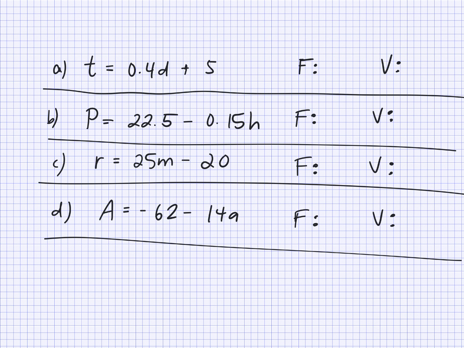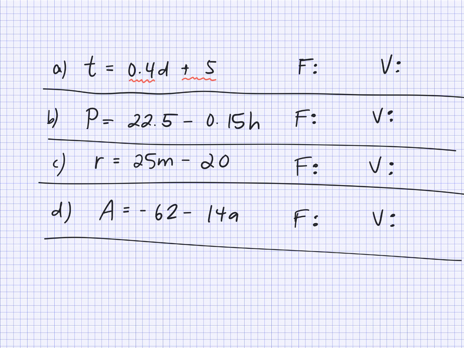So think of the fixed term as your starting point. The fixed term is the constant number. It's the number that does not have a variable attached to it. It does not change. Okay? Think of it as your starting point. So in the first example, I have T equals 0.4D plus 5. Which term there is my fixed term? Which term won't change? Which one's fixed?